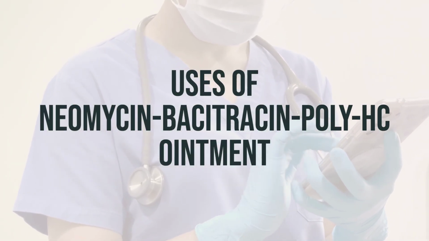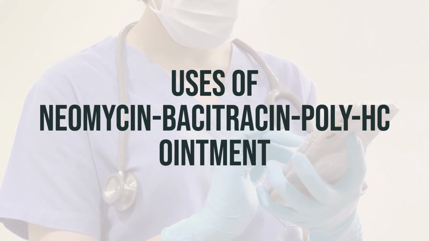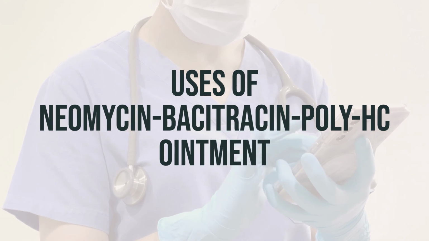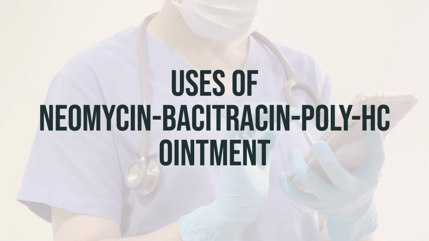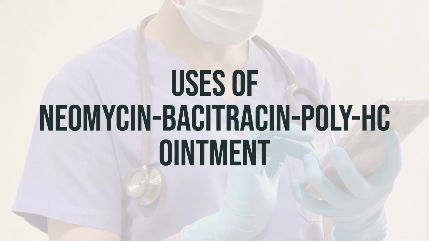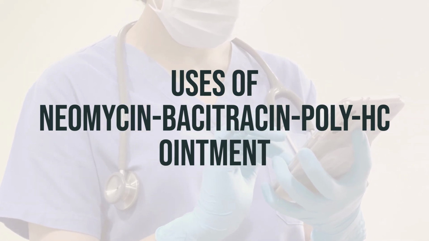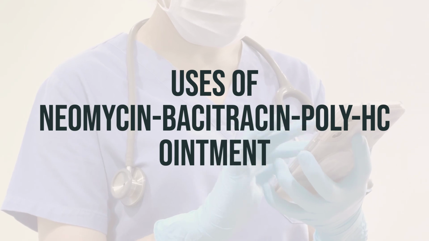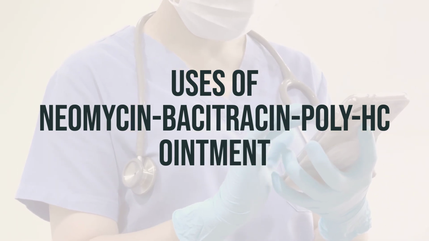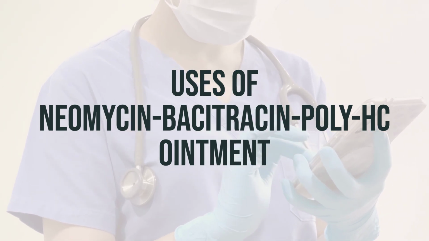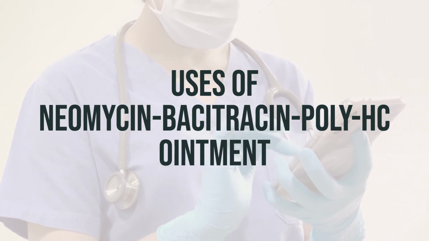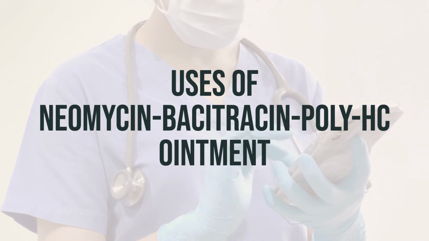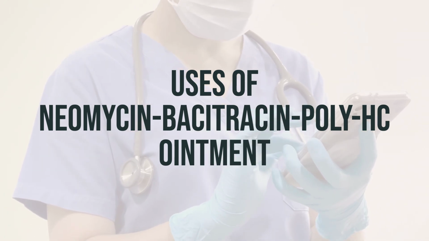Neomycin-Bacitracin-Poly-Hc Ointment is used to treat or prevent bacterial eye infections. It contains neomycin, bacitracin, and polymyxin, which are antibiotics that work by stopping the growth of bacteria. It also contains hydrocortisone, which is an anti-inflammatory corticosteroid that works by reducing swelling. Remember, this medication treats only bacterial eye infections, not other types of eye infections. Overuse of any antibiotic can lead to decreased effectiveness, so it's important to use as directed by your doctor.